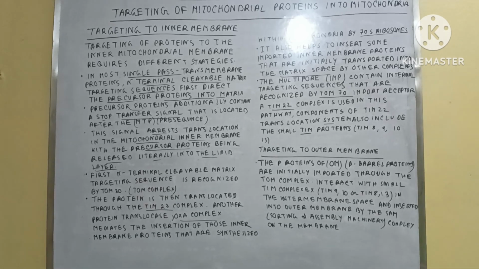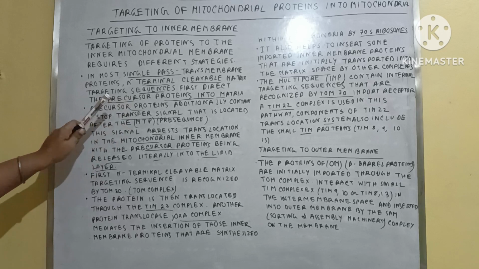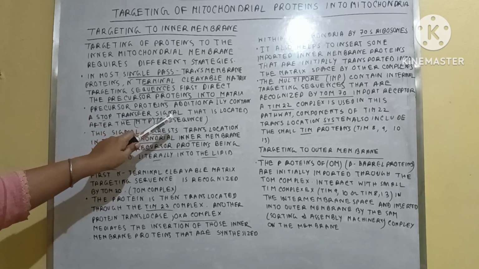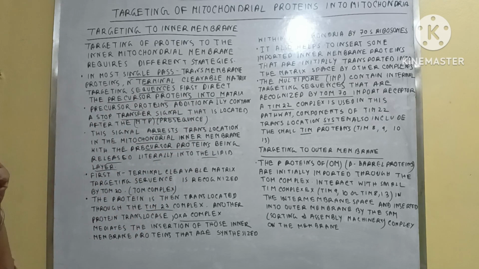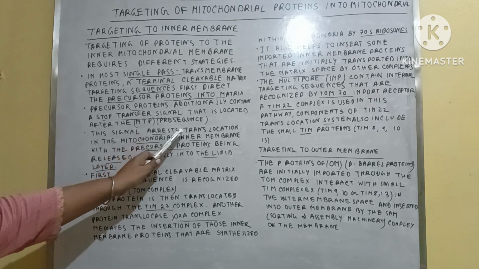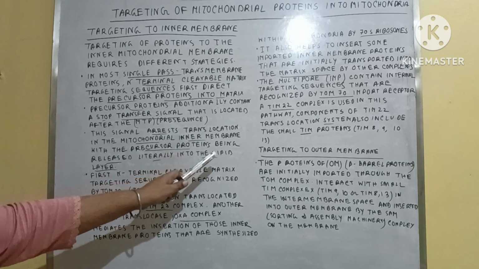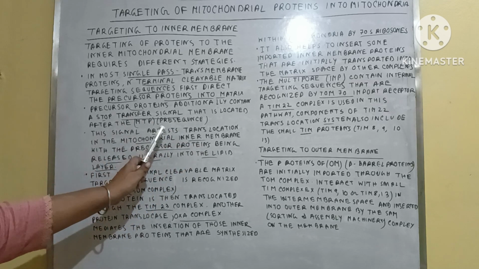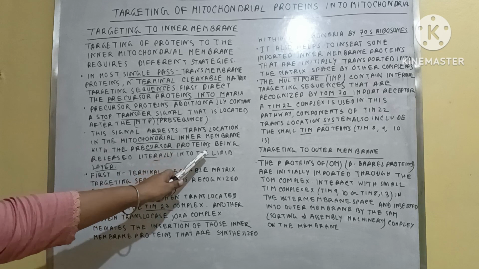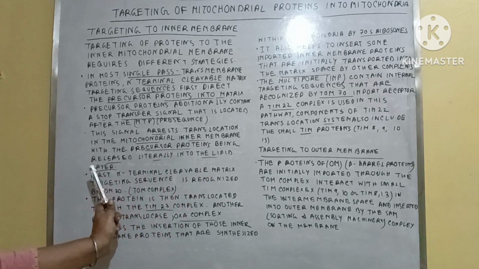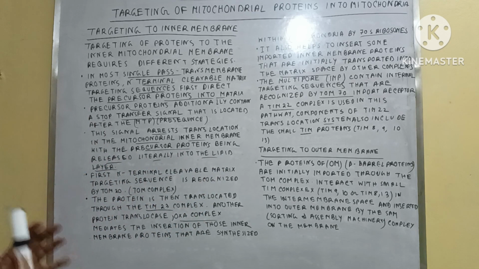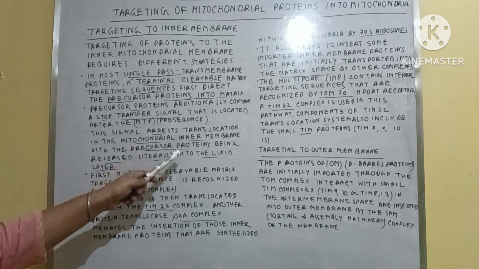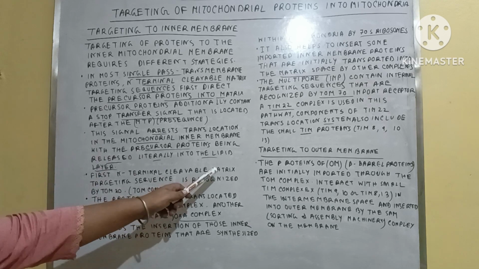So what I am saying here is that the precursor protein that enters into the matrix contains one kind of signal. What is the function of this signal? It arrests the translocation in the mitochondrial inner membrane of the precursor proteins being released literally into the lipid layer. That means these precursor proteins which are released into the lipid layer are not translocated; the signal arrests the translocation of this type of precursor protein.